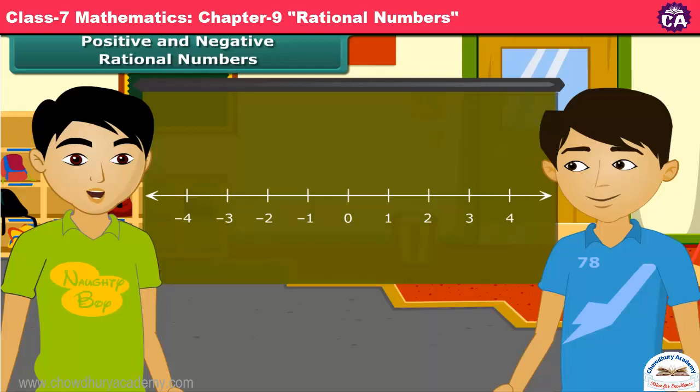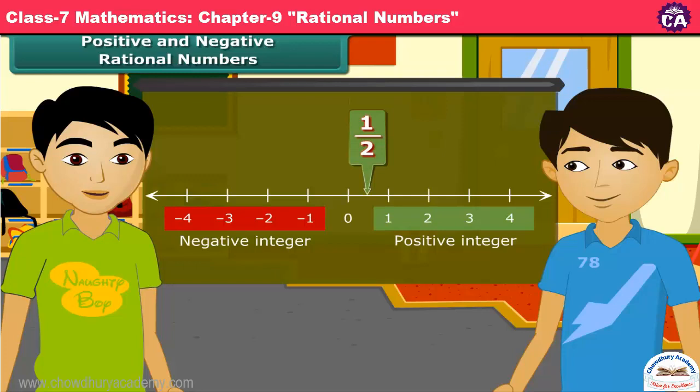Look at this number line. Points on right side of 0 are called positive integers, and points on the left side of 0 are called negative integers. Let's mark 1/2 on this line. 1/2 will lie in between 1 and 0, and -1/2 will lie in between 0 and -1.